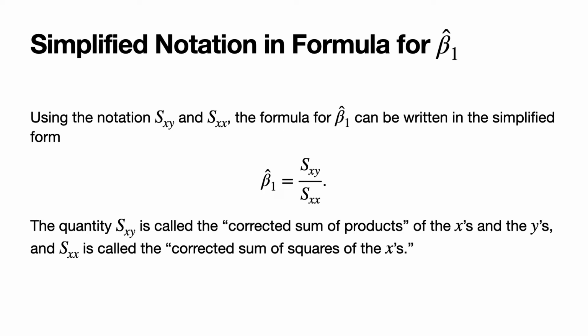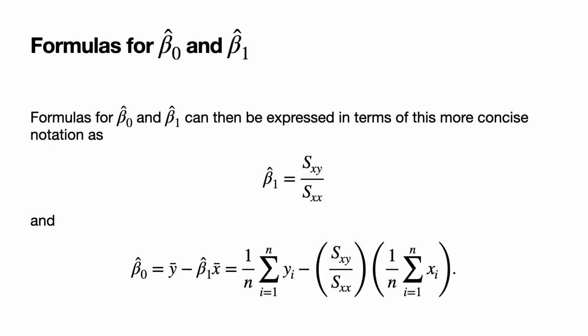And as I show here on the bottom of this slide, again, S sub xy is the corrected sum of products of the x's and the y's, and S sub xx is called the corrected sum of squares of the x's. And so the formulas for beta 0 hat and beta 1 hat can be expressed in terms of this more concise notation. Beta 1 hat equal to S sub xy divided by S sub xx. And then once we have that, we can plug that into the formula for beta 0 hat. So beta 0 hat being equal to y bar minus the product of beta 1 hat times x bar.